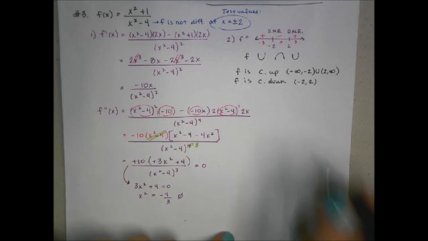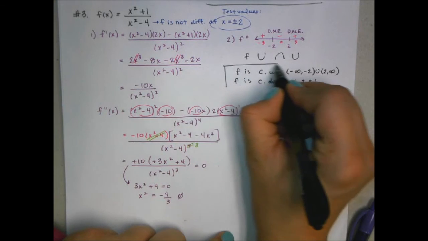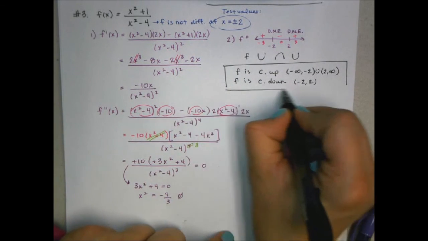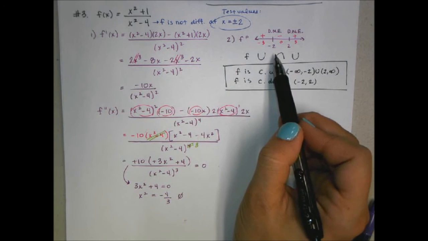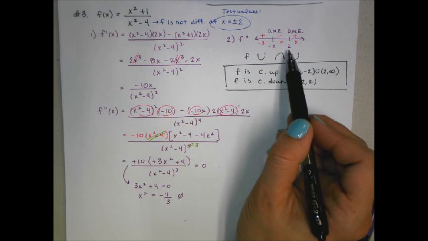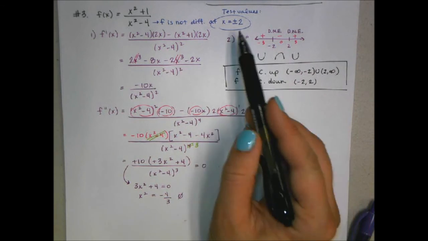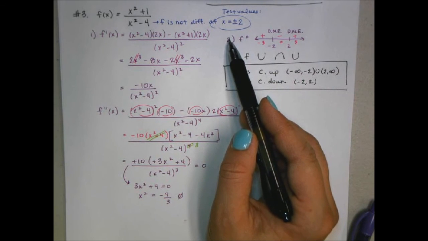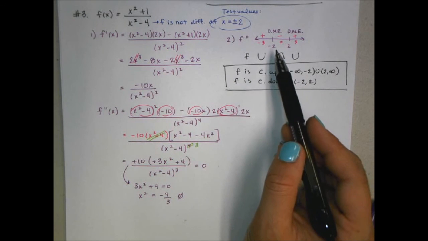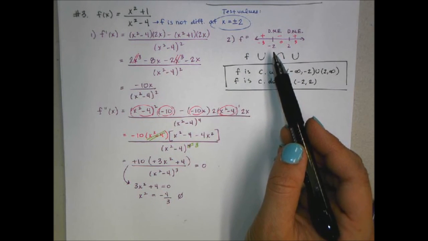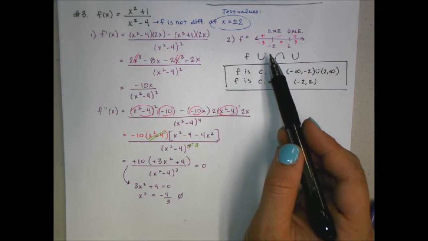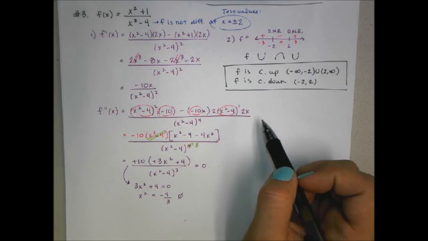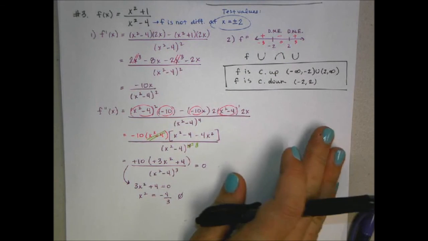And as far as points of inflection go, we can't really say these are points of inflection since they're vertical asymptotes. We don't actually have points on the function that exist here. So while there are places where the concavity changes, they're not actually any points, so we can't call them points of inflection. So we're just going to leave it here.